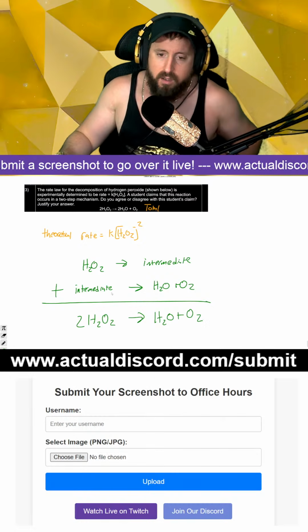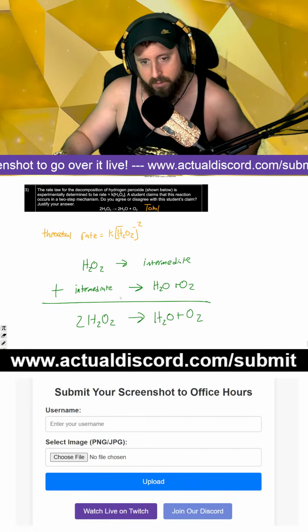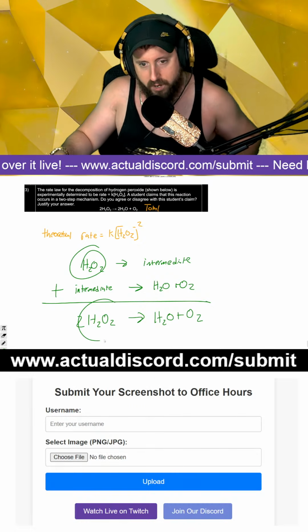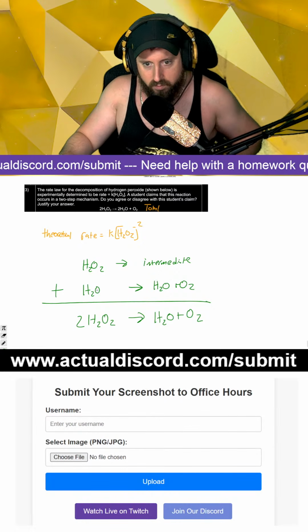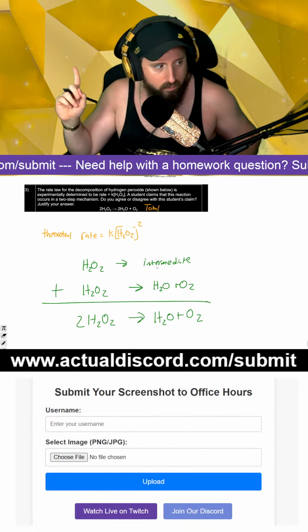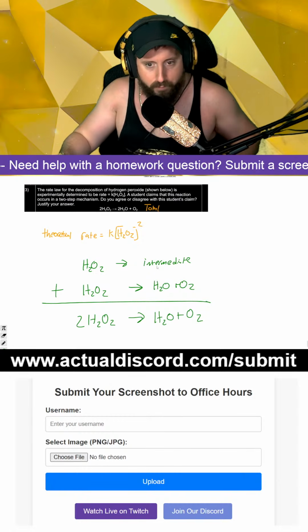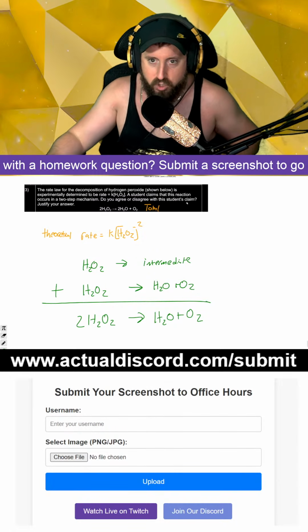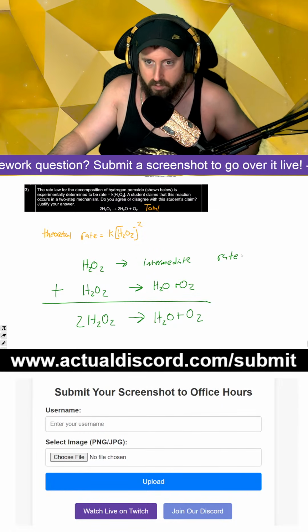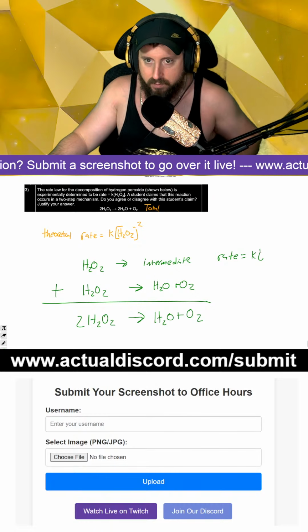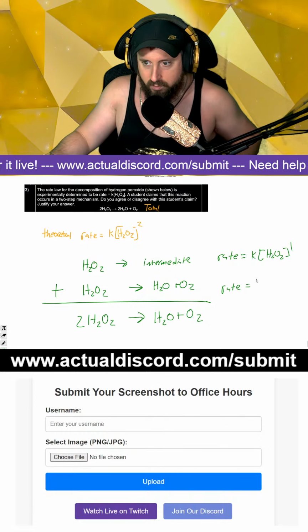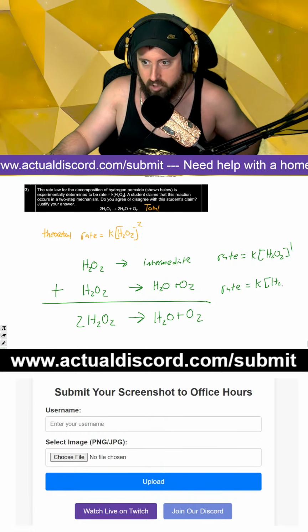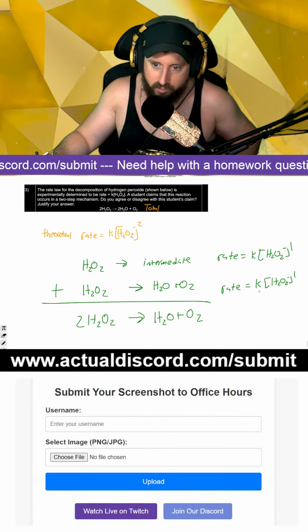Let's see. I know that this intermediate must also be another H2O2, right? And now the theoretical rate laws for both of these would be first order in H2O2. So this rate would be equal to k[H2O2], right, to the first. And this would also be k[H2O2] to the first.